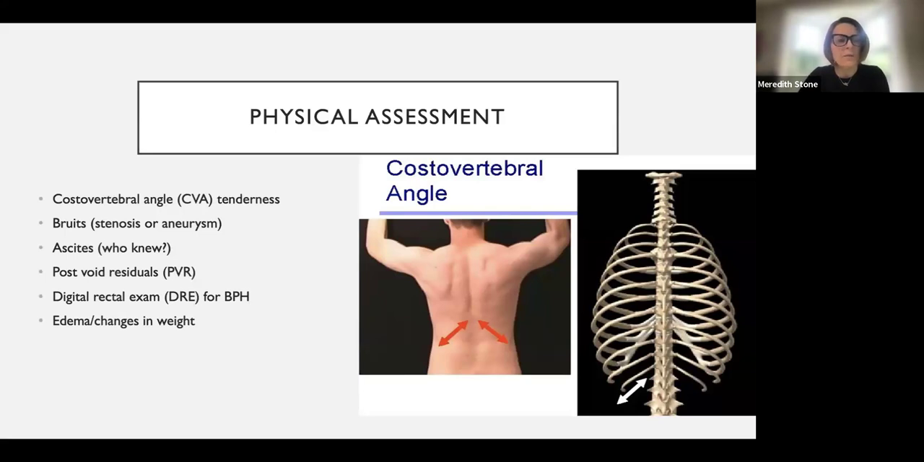Post-void residual, so especially people who have retention, you might be doing a bladder scan and checking post-void residuals, knowing that the normal amount in an adult would only be about 50 or 100 that should be left. If somebody has urinary symptoms that are associated with BPH, you can check for BPH with different blood work, but also a digital rectal exam, and monitoring for edema or changes in weight, which we said daily weight is going to be one of the best indicators for fluid status.